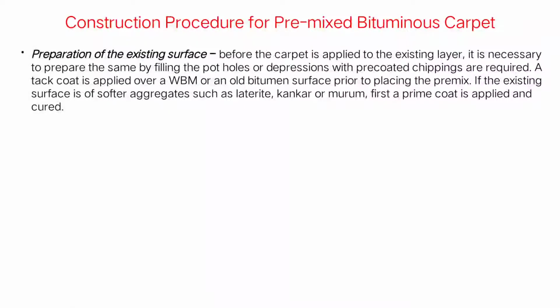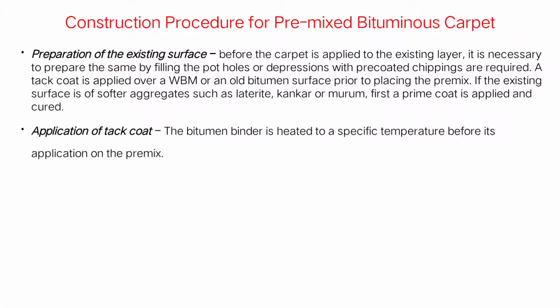Construction procedure for pre-mixed bituminous concrete. Preparation of existing surface. Before the carpet is applied to the existing layer, it is necessary to prepare it by filling the potholes and depressions with pre-coated chips. A tack coat is applied over a waterbound macadam or an old bitumen surface prior to placing the premix. If the existing surface is of softer aggregates such as laterite, kankar or murum, first a prime coat is applied and cured.